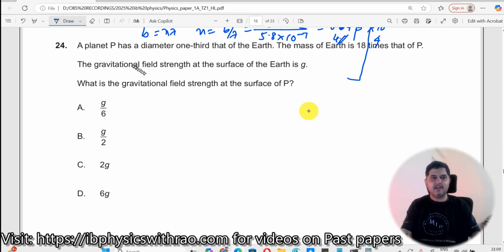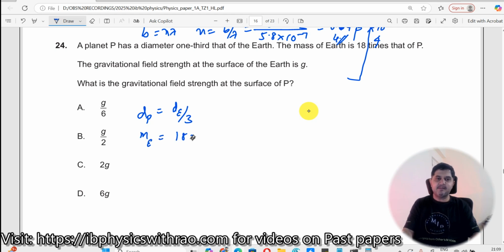Question number 24. A planet P has a diameter 1/3 that of the Earth. Planet P has a diameter dP equal to 1/3 that of the Earth, dE divided by 3. Okay. The mass of the Earth is 18 times that of the mass of the planet.